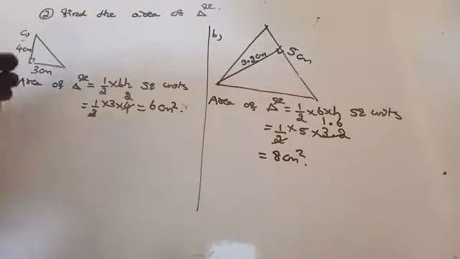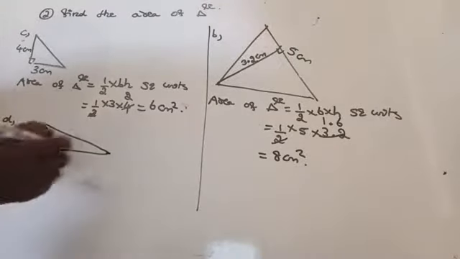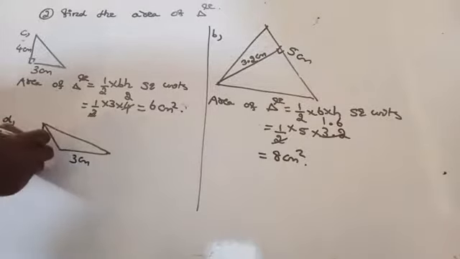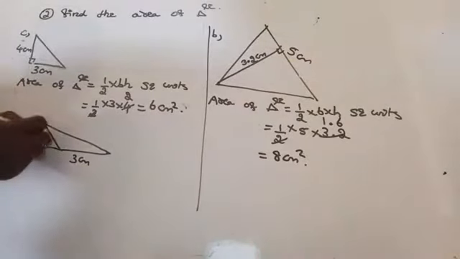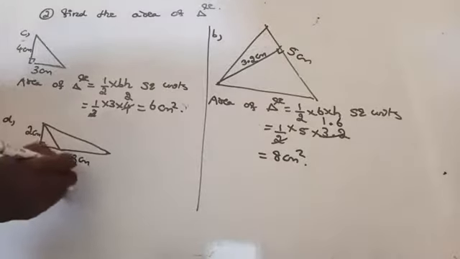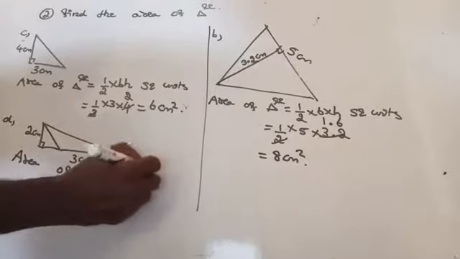Now come to the fourth part, D. It is an obtuse angle triangle that is given, with base 3 centimeter and altitude. So we know that in an obtuse angle triangle, the altitude always lies exterior. So it is 2 centimeter. Am I right? So now area of a triangle is what? Half into base into height, square units.